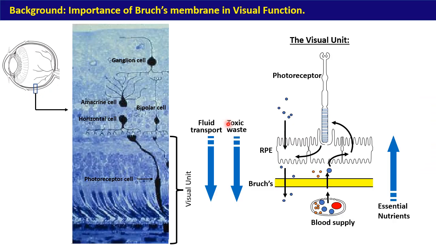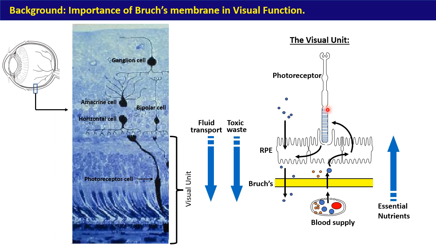A cross-section of the retina shows the different cell types highlighted in black involved in vision. The visual unit, shown in schematic form on the right, consists of photoreceptors, retinal pigment epithelium, RPE, and Bruch's membrane. The photoreceptor is the detector of light.